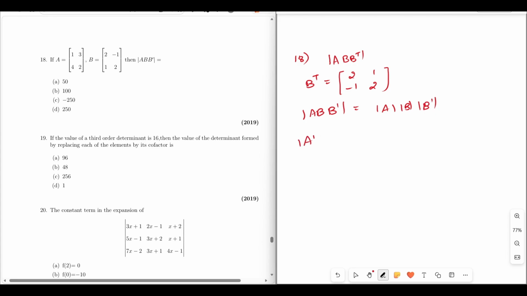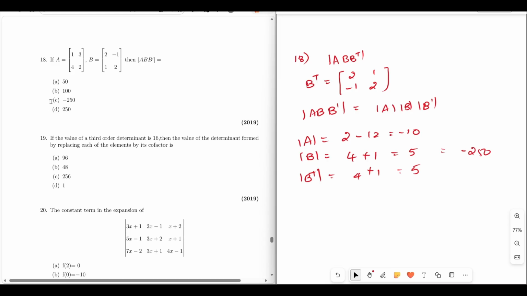So we'll first find out what is the value of determinant A. So determinant A, 1 2s are 2 minus 4 3s are 12, which is equal to minus 10. Determinant of B is equal to 2 2s are 4 minus 1 into 1 is minus 1, so this becomes plus 1, which is equal to 5. And determinant of B transpose is equal to 2 2s are 4 minus 1 into 1 is plus 1, which is equal to 5. So now multiplying all the three, you will get minus 10 into 5 5 is 25, 25 into 10 is 250 with negative sign, which is minus 250.